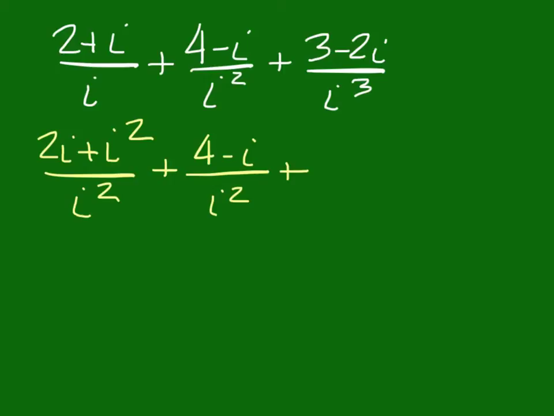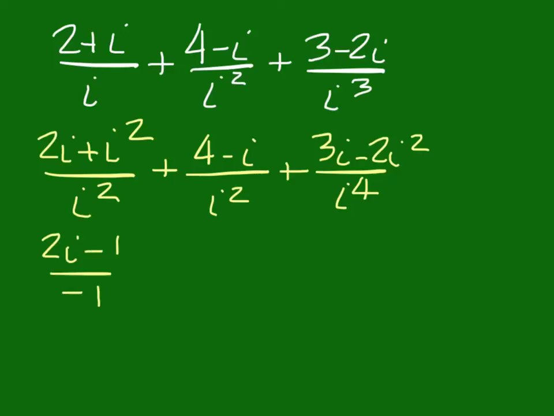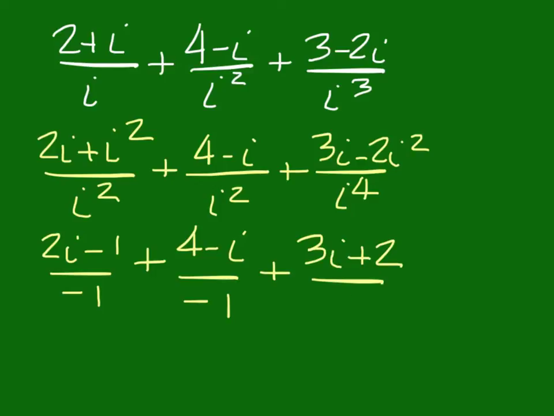And then on the bottom over here, we can go ahead and multiply this by i to make it an even i to the fourth on the bottom, and then on the top 3i minus 2i squared, and go back and simplify some of these. So on this one we'll have a 2i minus 1 over a negative 1, and the next one we will have a 4 minus i over a negative 1, and then on this one 3i plus 2 over 1. So that makes these work out a little neater.